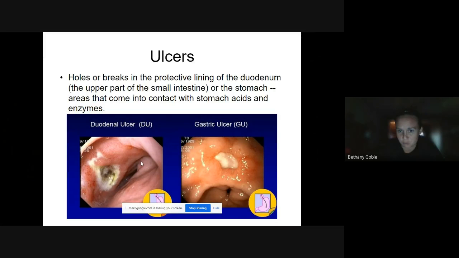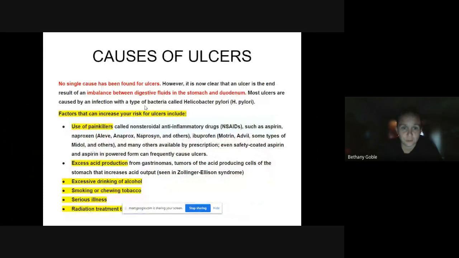And you think, oh, what's the big deal about that? Well, they could become inflamed. They could burn. They could hurt. They could cause bigger issues. So what causes ulcers? No single cause has been found. However, it could be an imbalance of digestive fluids.